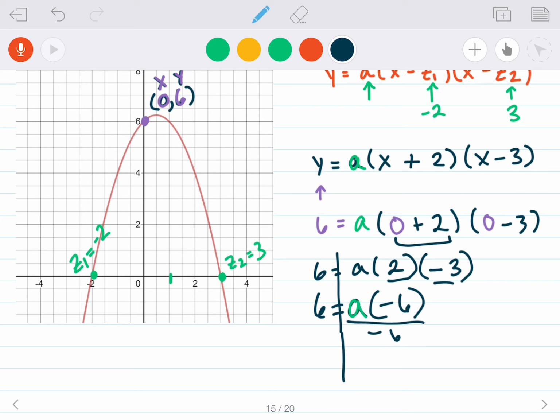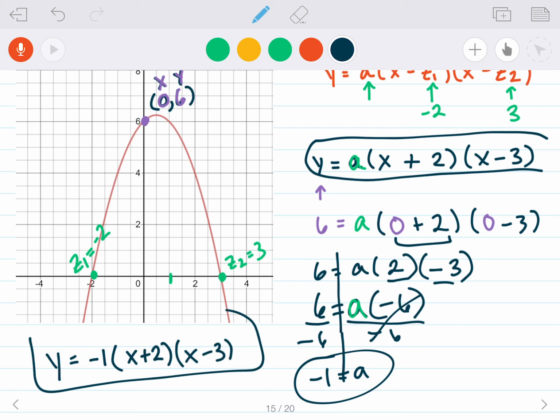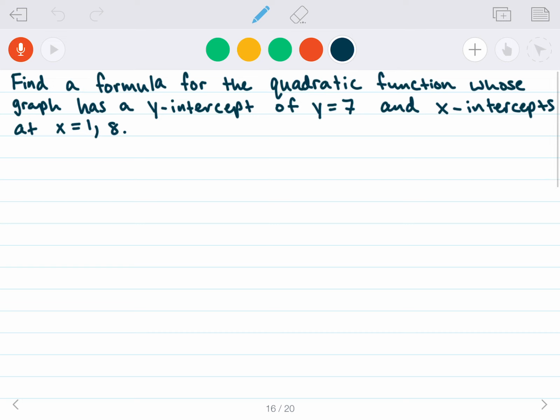Our answer is y, right? I'm using what we found up here. y is equal to negative 1 times x plus 2 times x minus 3, and that is our formula for this guy. And it makes sense that a is negative because we have a frowny face, right? So that is our formula, and again, verify with Desmos just to double check and convince yourself. All right, let's try another one.